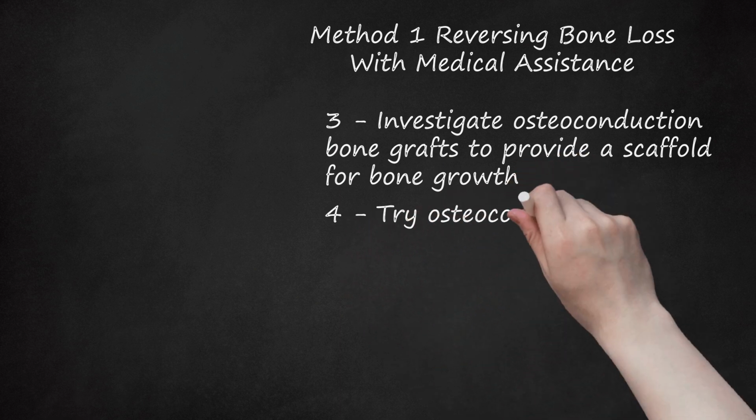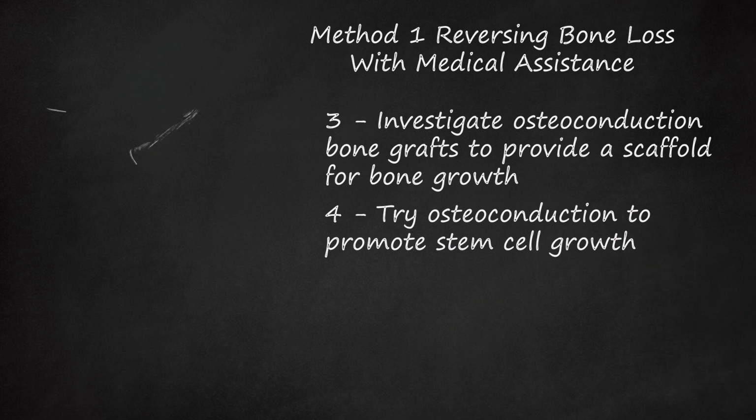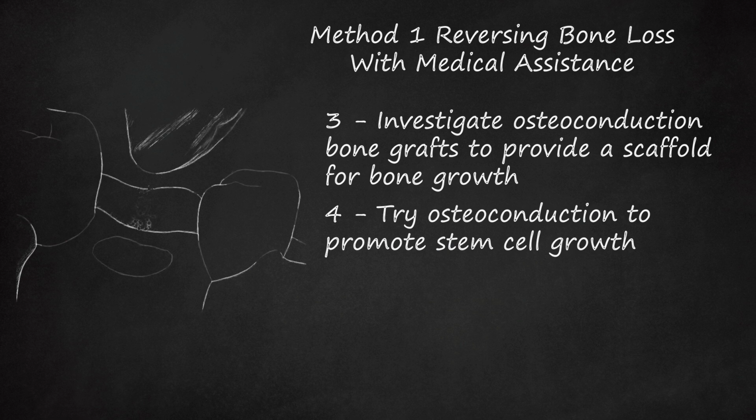4. Try osteoconduction to promote stem cell growth. In this technique, bone grafts, such as demineralized bone matrix, DBM, from cadavers and bone banks are transplanted to the area where there is dental bone loss. DBM grafts will cause stem cells to grow where there is missing bone, and these stem cells will transform into osteoblasts, bone-forming cells. These osteoblasts will heal the bone defect and will form new dental bone.